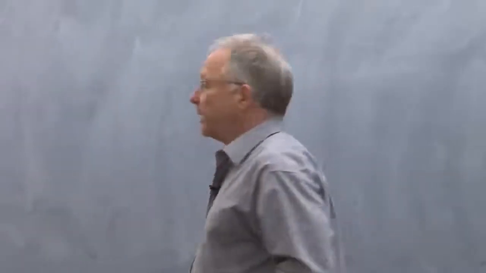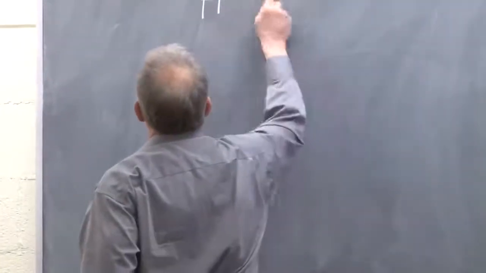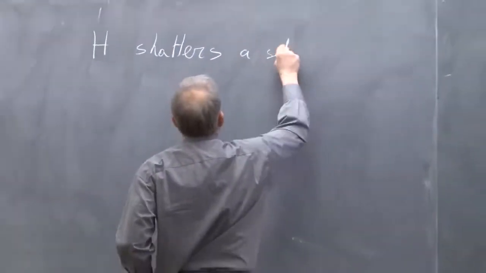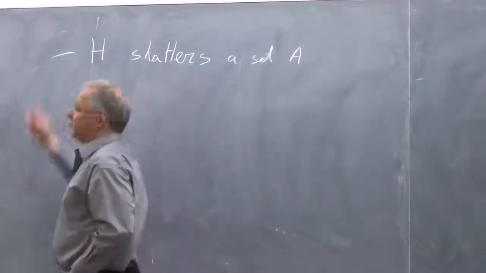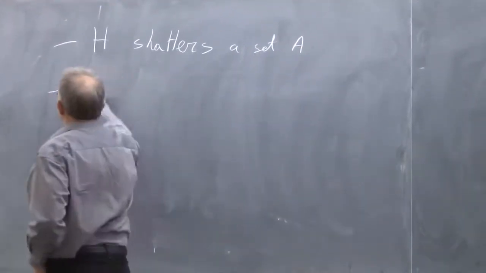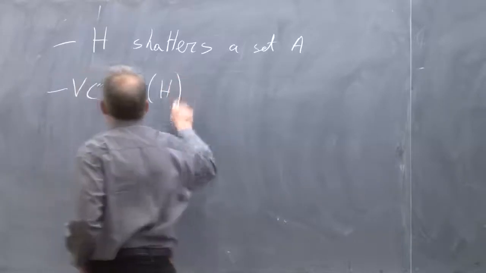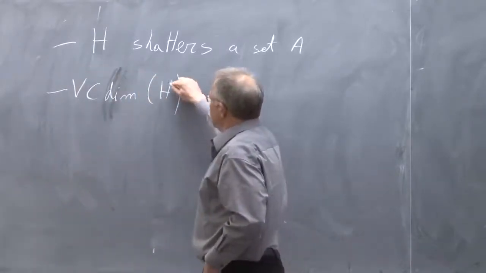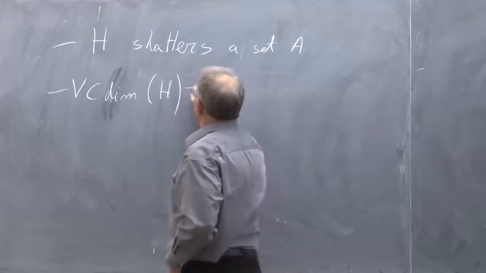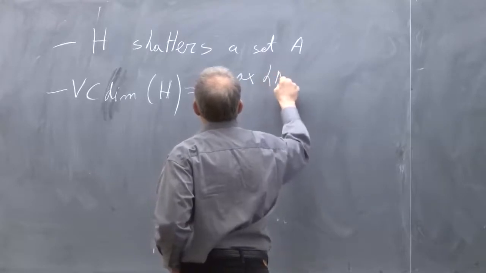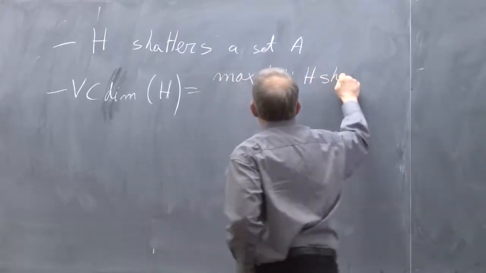So we were talking about the VC dimension. We defined the VC dimension. To define it, we started with the notion of shattering. So we had the definition of a class H shatters a set A. And from this notion, we defined the VC dimension of H. The VC dimension of H is the maximum size of a set A such that H shatters A.